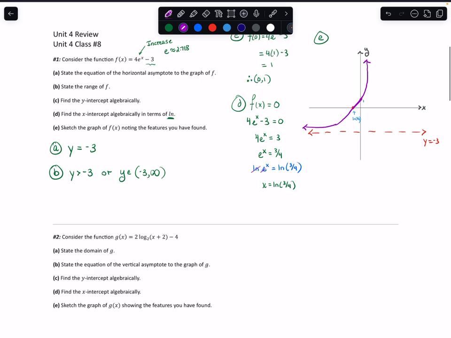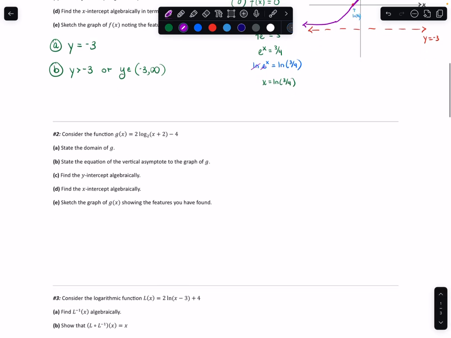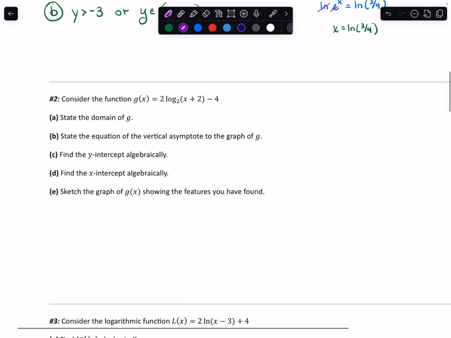Number 2 is a very similar question to number 1, except instead of working with an exponential function, we're going to work with a logarithmic function, but also similar. So consider the function g of x is 2 log base 2 of (x plus 2) minus 4. State the domain.